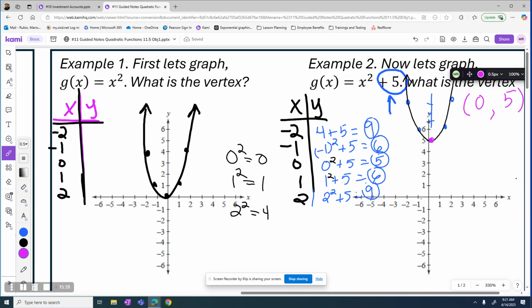Okay. Remember I told you that rule. The vertex for these kind of parabolas is always going to be 0 and whatever that number is. So we don't always have to graph it. If the question asks you the vertex, but it doesn't ask you to graph it, you can just use that little formula.